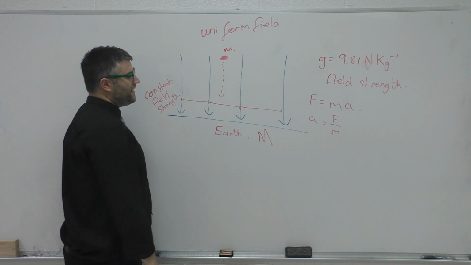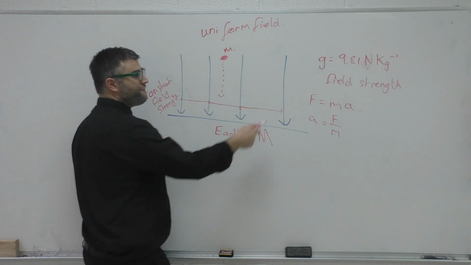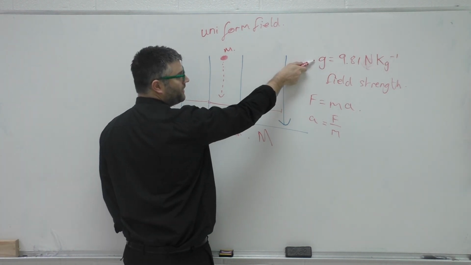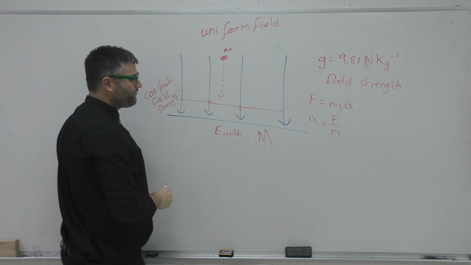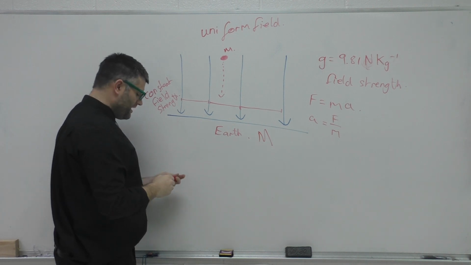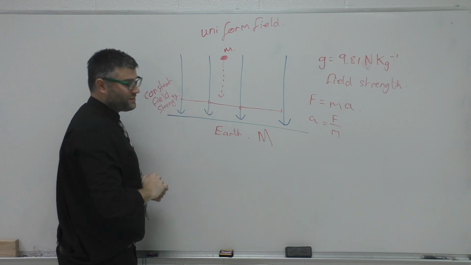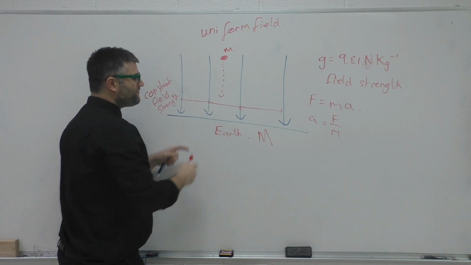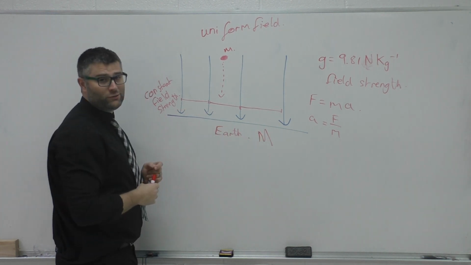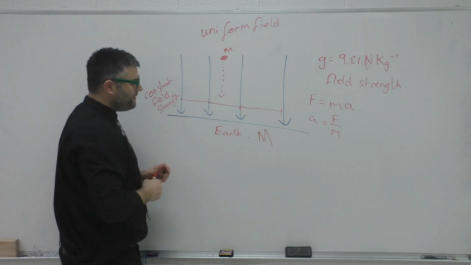And we appreciate that because we say close to the surface of the Earth that the field strength is 9.81 because for all intents and purposes it is uniform. However, in reality, this is a bit of a fudge because the Earth is not flat. This field is technically not uniform. It will spread out and it will get weaker.